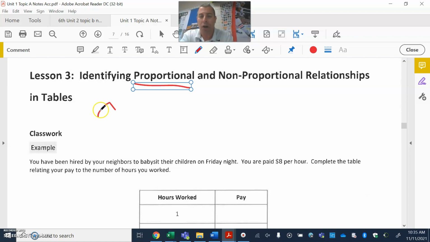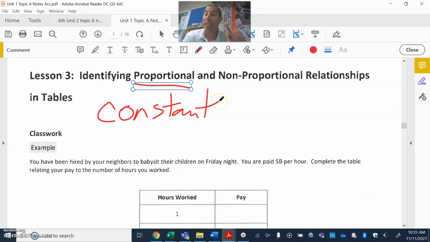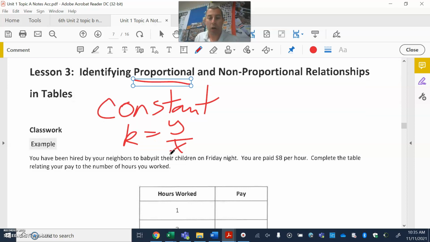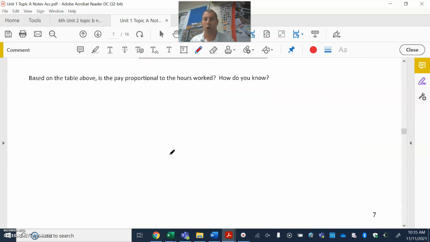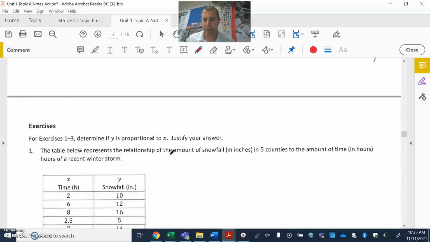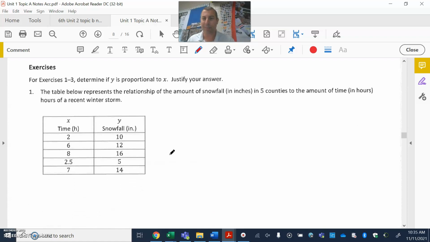So what we're talking about here is we're going to have a constant, which again does mean what are we multiplying or dividing by. It's just that it's not always going to be nice. So sometimes we're going to have to use this technique of y divided by x to figure out what our constant is. So here we go. We are going to jump on down to exercise number 1 that's here.